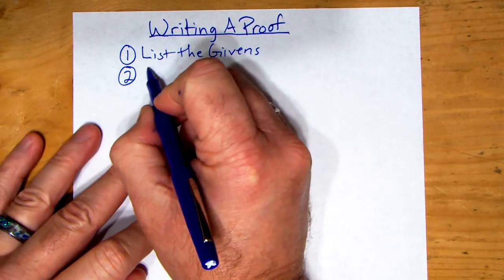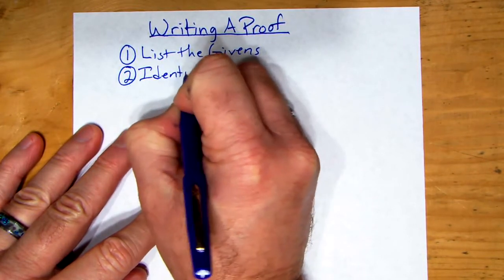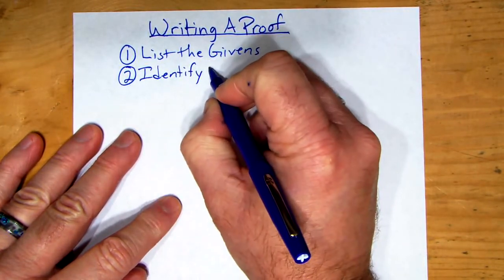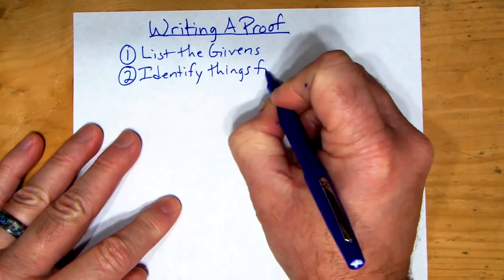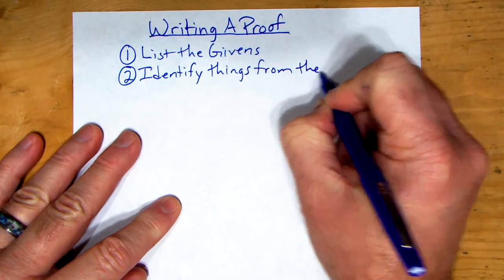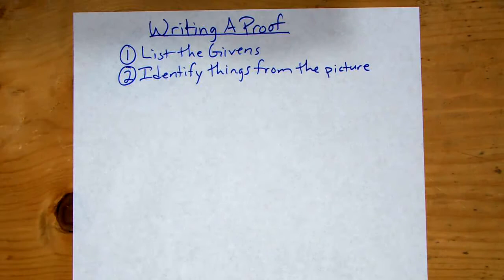Then you're going to identify things from the picture. This might be the things where a segment is congruent to itself because of the reflexive property, or you've got vertical angles, or you've got a straight angle, or different things like that.